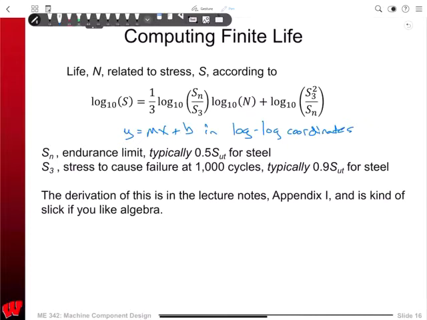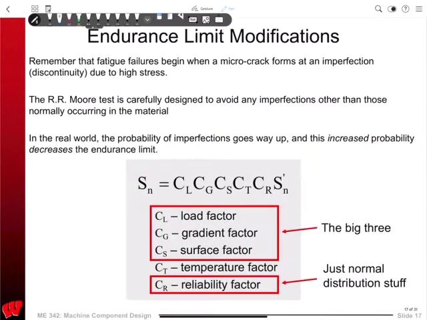Based on some stuff that we know. For instance, how strong is it for 1,000 cycles? What's the endurance limit? And that's all we really need to know, right? It's just those two things. And then we can predict the life based on the stress, okay? And I'll put that up on the Canvas page.